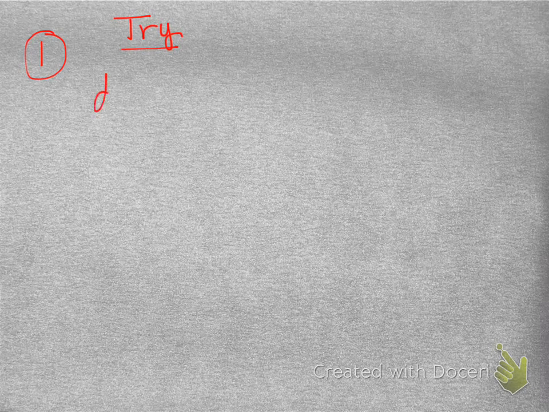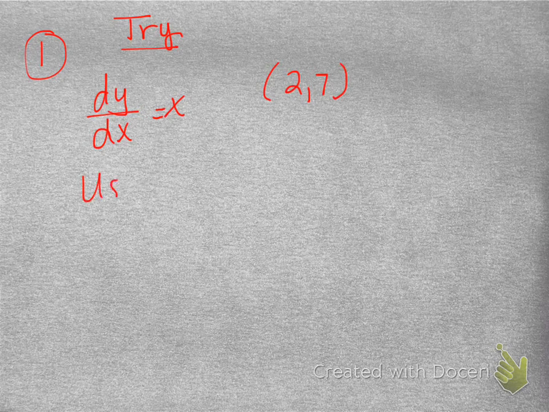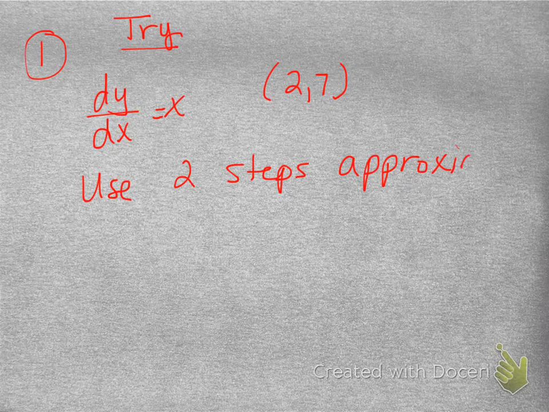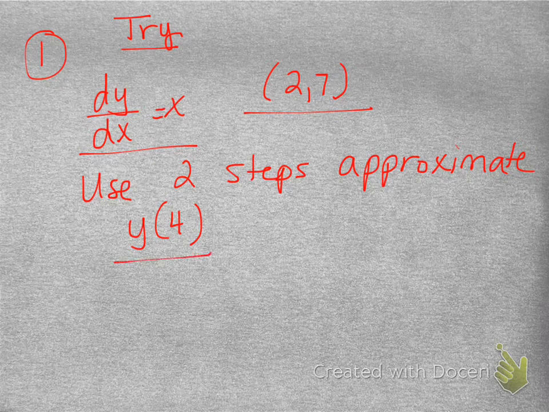Alright, 2 problems for you to try. Do them on a separate sheet of paper. So here's your dy/dx. There's a point to start with, and we want you to approximate y of 4 in 2 steps. That means you're going to go up by 1 every time.